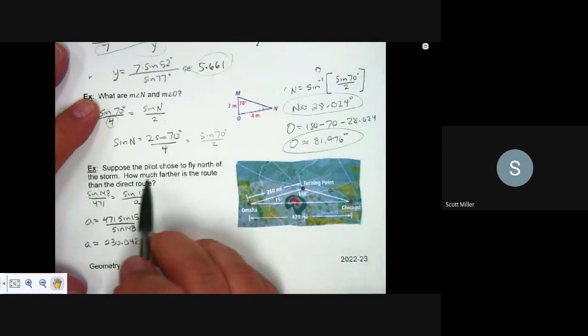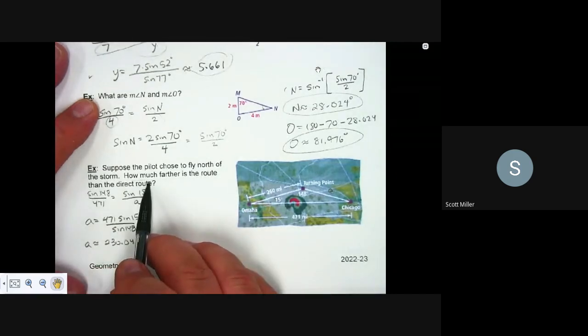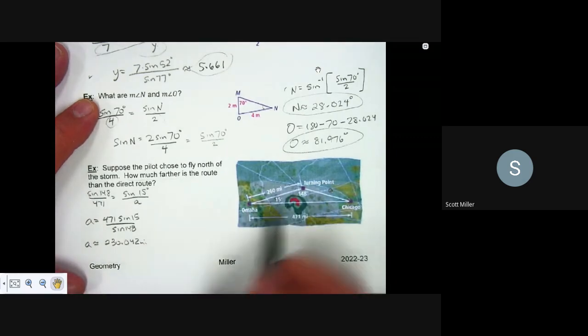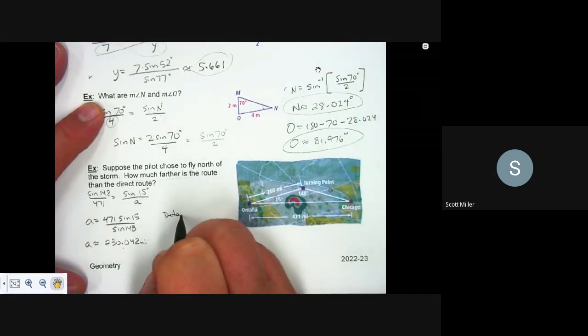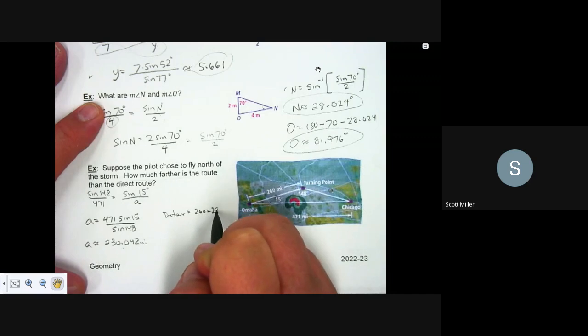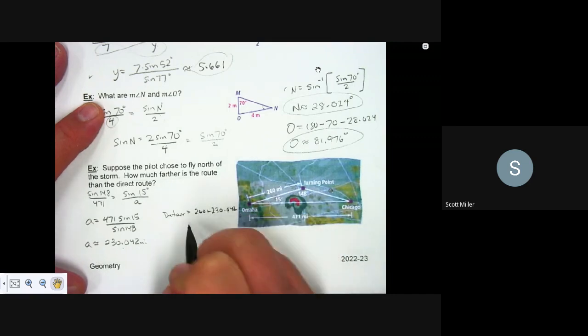So the question is, how much farther is the route than the direct route? Well, what is the route length? What is this length, this detour length? Well, it's 260 plus this. So the detour is 260 plus 230.042. So you add all this up and you get 490.042.